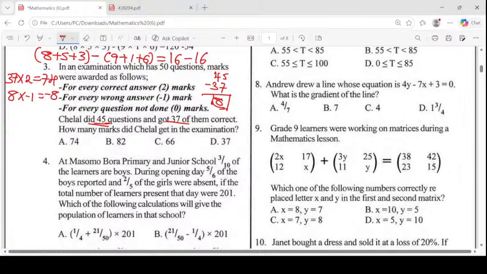Then the question paper had 50 questions. Chelal only did 45 questions, meaning there were 5 questions that Chelal did not do. For any question not done, it is 0 marks. So 5 times 0 gives you a 0 mark. So the total marks will be given by 74 plus -8.